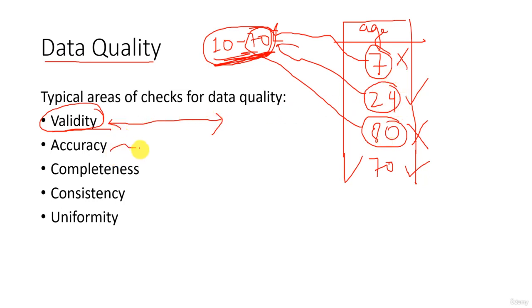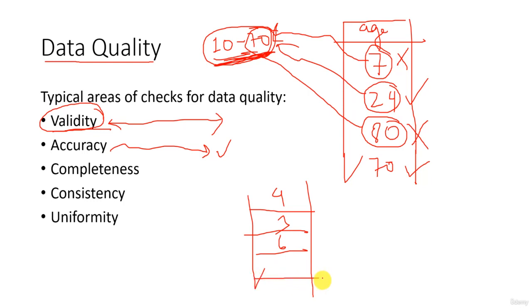And second is accuracy. Accuracy tells us if the data that we have collected is accurate or not. Let's say our actual data was 4, 3, 6 and 1. This is our actual data, the true data. This is what it is in a real world scenario.